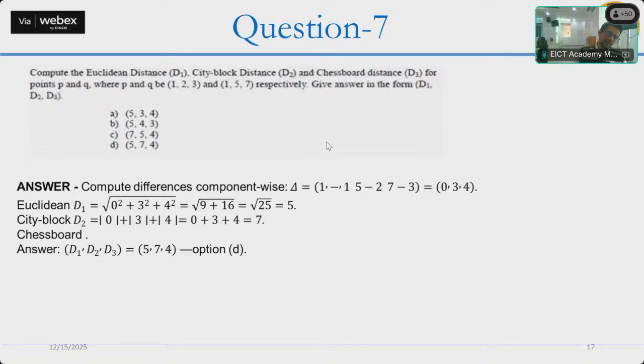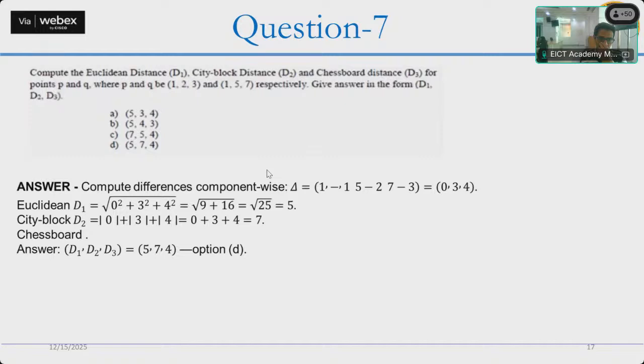Now another thing. In the morning we also discussed the distance concept, distance measure. For example, compute the Euclidean distance D1, city block distance, and chessboard distance for points P and Q, basically for pixels P and Q. Remember, 1, 2, 3 are basically their coordinates in the coordinate system. The actual value at this 1, 2, 3 will be the pixel intensity, so this is 157.